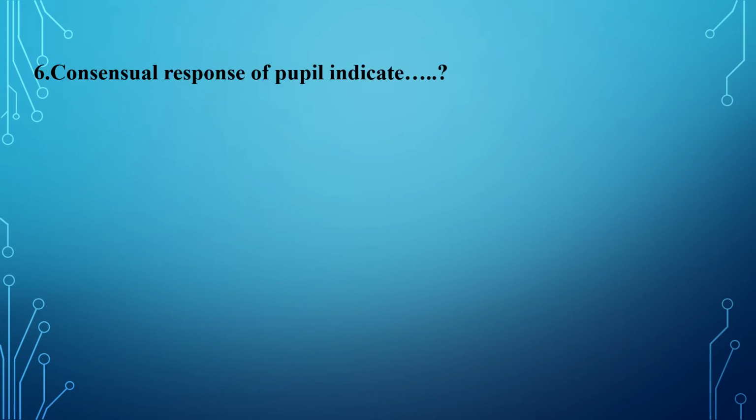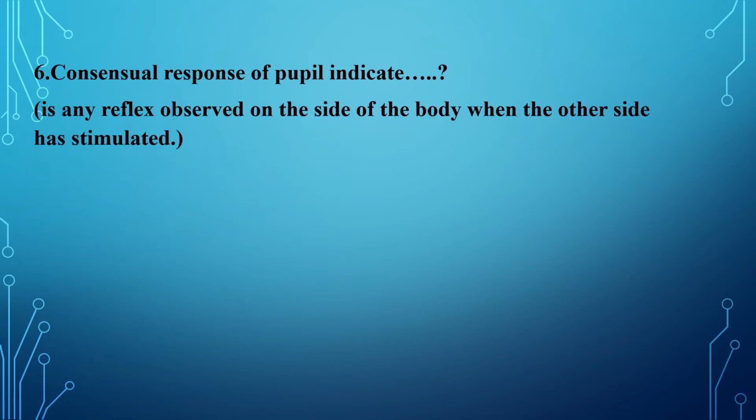So next is the sixth question: consensual response of pupils indicates. Most people are not familiar with this consensual response. First we will see what a consensual response is. A consensual response means any reflex observed on one side of the body when the other side is stimulated. I will tell an example.